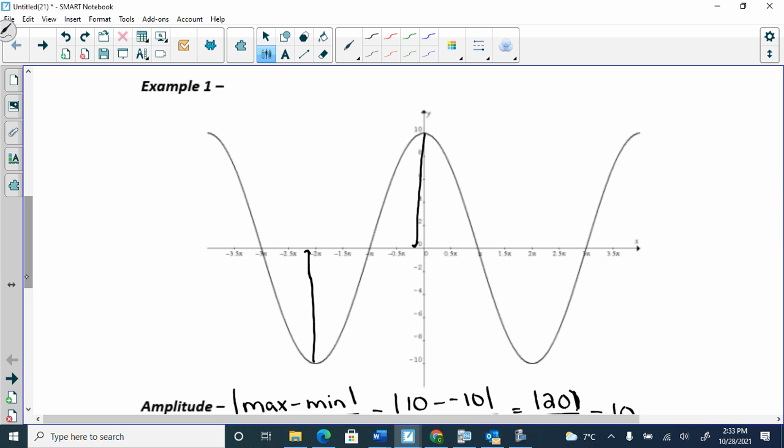So this one here, if I start on my y-axis, I'm at a max, correct? Now I just need to go to another max. So what's the horizontal distance from here to here? 4 pi, isn't it? Okay, good. The period's 4 pi. Yay. Because I went from a max to a max.